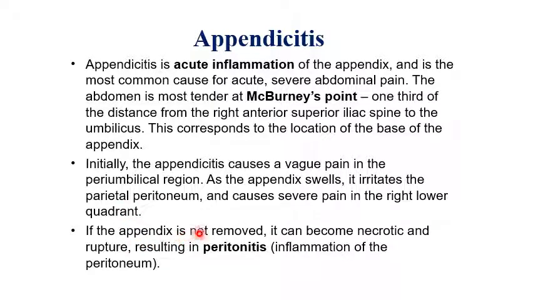So if appendicitis has occurred, then the appendix has to be removed, and if it is not removed, it will become necrotic and it can rupture also, resulting in peritonitis, that is inflammation of the peritoneum. So removal of the appendix is known as appendicectomy. The surgical procedure is known as appendicectomy. So this completes the topic.